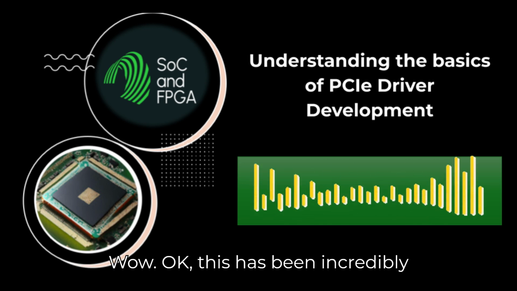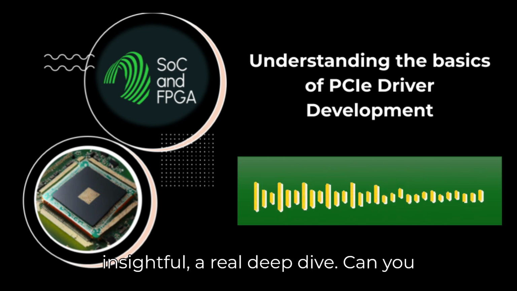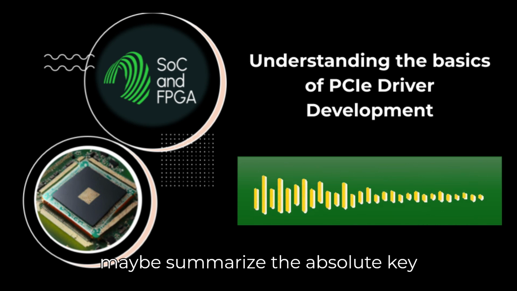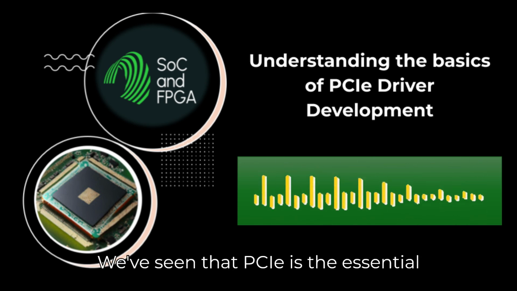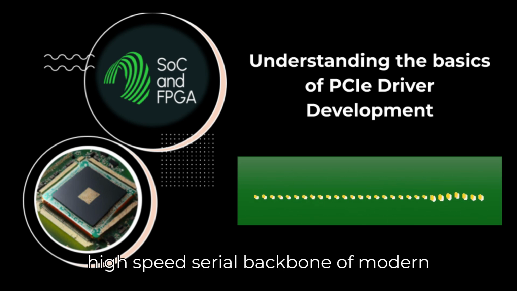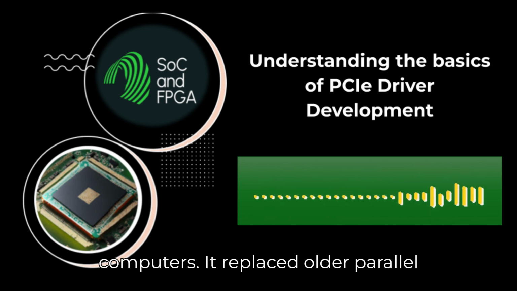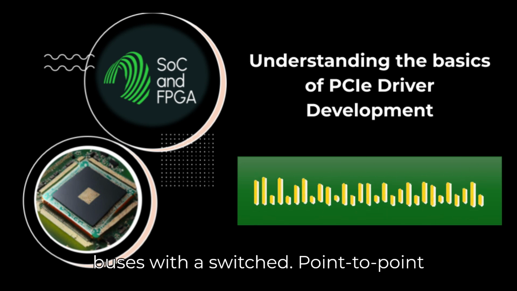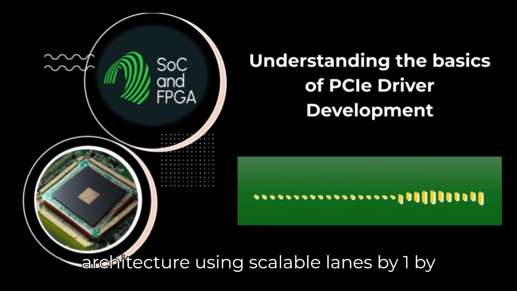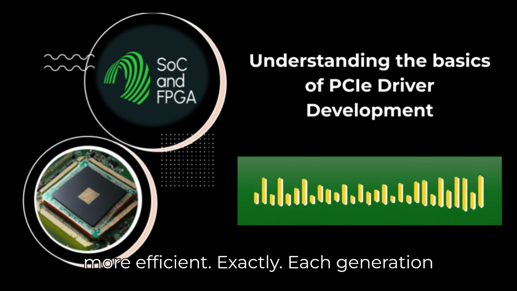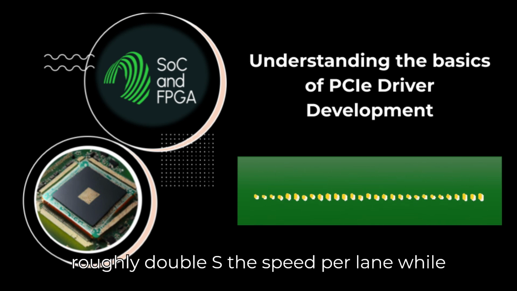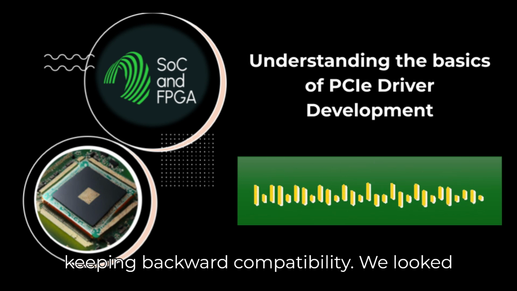Wow. Okay, this has been incredibly insightful, a real deep dive. Can you maybe summarize the absolute key takeaways for everyone listening? Sure. We've seen that PCIe is the essential high-speed serial backbone of modern computers. It replaced older parallel buses with a switched point-to-point architecture using scalable lanes: x1, x4, x16, etc. Right, faster and more efficient. Exactly. Each generation roughly doubles the speed per lane while keeping backward compatibility.